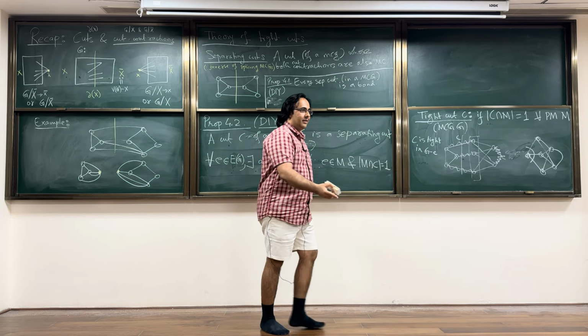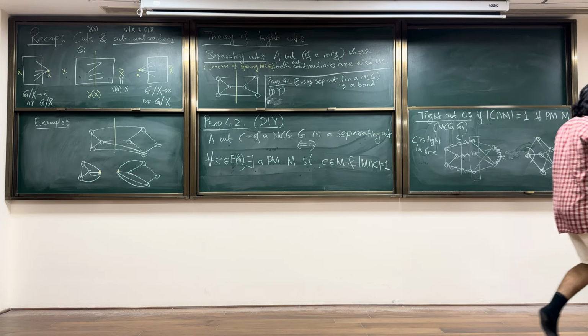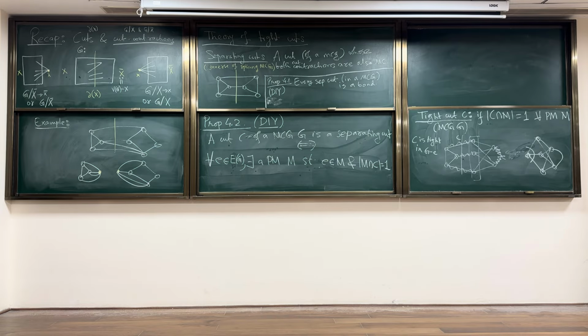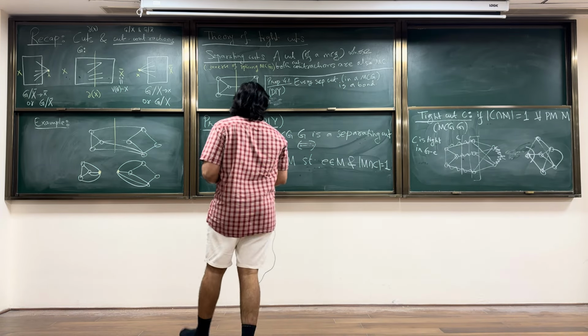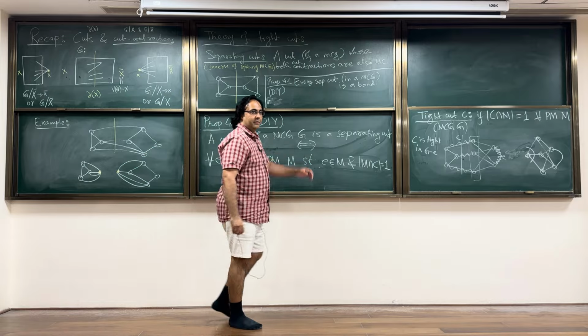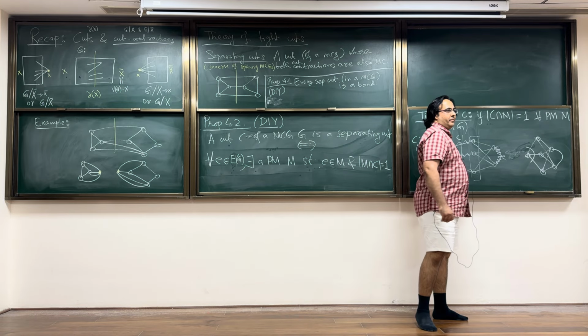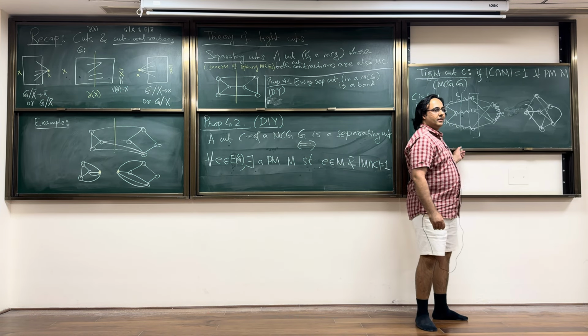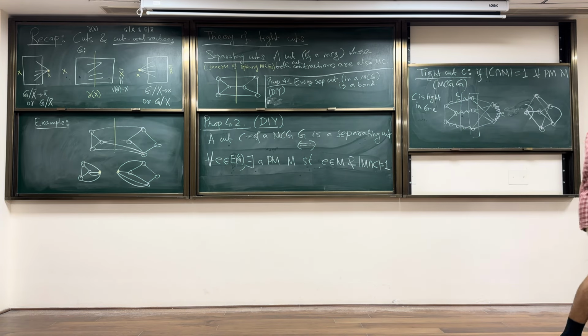Because the edge of the perfect matching that is in the cut need not be the same as the edge E, because E could be outside the cut. Now this is a true statement and you can prove it yourself. Questions, concerns? Alright, so what's next? Okay, so that's the characterization of separating cuts.